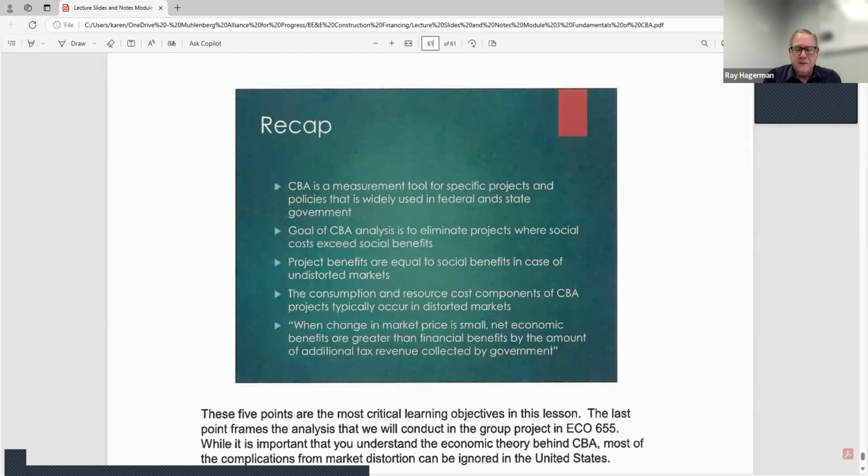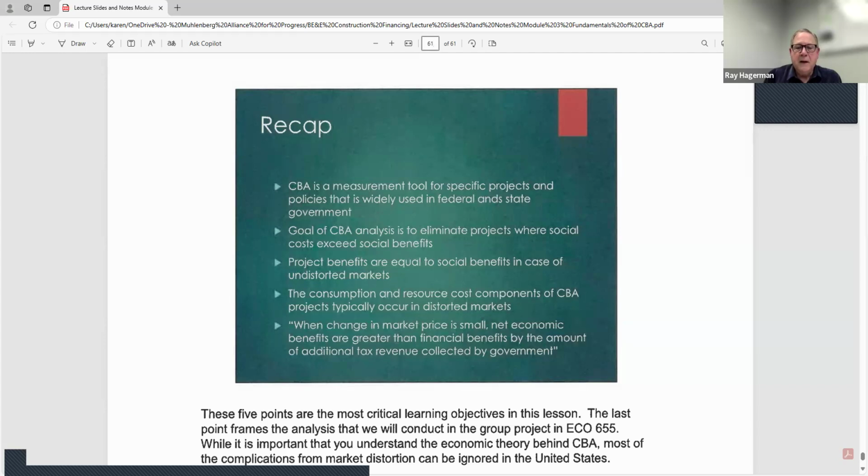Most of the time when we're doing calculations in economic development, we're making that case to an extent, but we also need to be able to understand what the distortions to the markets are going to cause, and we want to minimize the amount of deadweight loss. We just do. The consumption and resource cost components of CBA typically occur in distorted markets. So let me say that one more time. The consumption and resource cost components of CBA projects typically occur in distorted markets. And when change in market price is small, net economic benefits are greater than financial benefits by the amount of additional tax revenue collected by government.